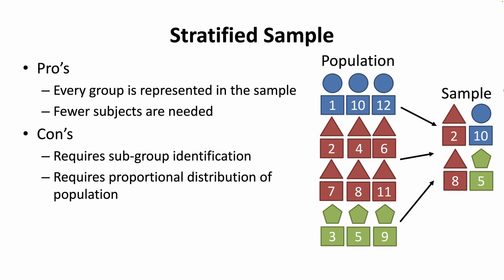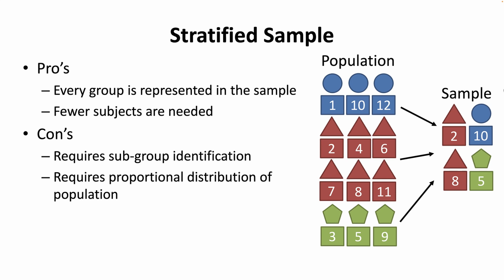So if you look here, there are 3 members of the blue circle group and 3 members of the green pentagon group. But we have 6 members of the red triangle group. So the red triangle group is twice as large as both the blue and green group. So in our sample, we've selected 1 member from the blue circle group, 1 member from the green pentagon, and 2 from the red triangle group.